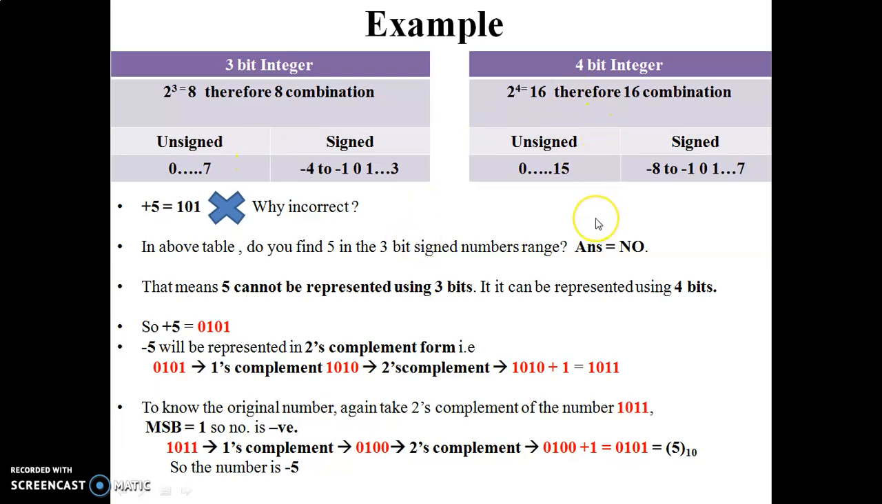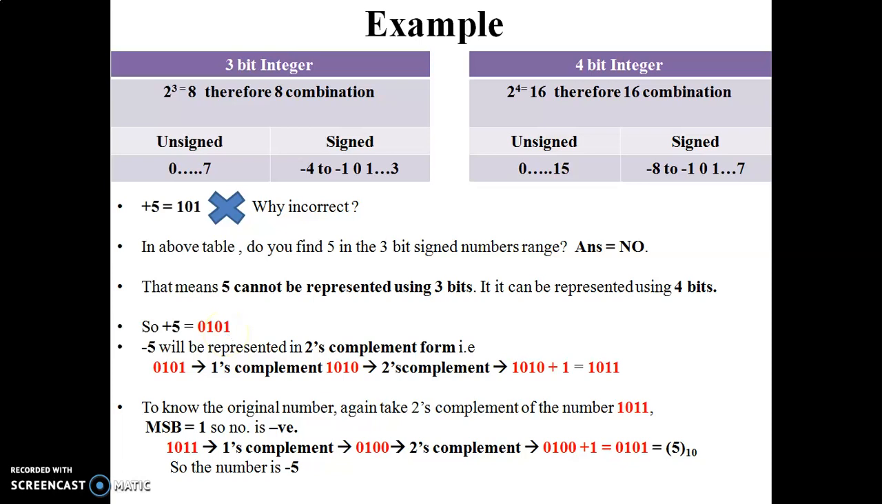That is why we cannot represent +5 using a 3-bit number. Now if you see here in 2 raised to 4, or a 4-bit integer, for signed representation, you see a range of 0 to 7, which means 5 falls in this range. That means 5 can be represented only with 4 bits in the signed number system. So +5 can be represented as 0101 in the signed number system.